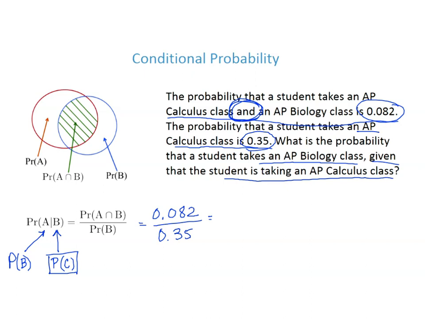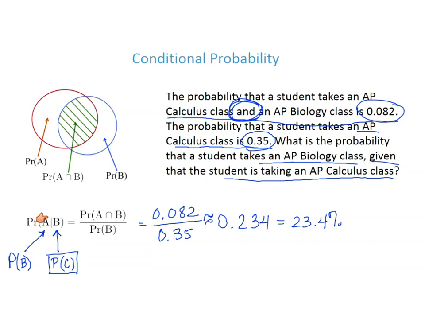Right, now I'm going to use my handy dandy calculator. So that's going to be 0.082 divided by 0.35, and I get 0.23. I'm going to round to the hundredths place. And so as a percent, I'm sorry, not the hundredths place, I'm going to round to the thousandths place. So as a percent, that would be 23.4%.